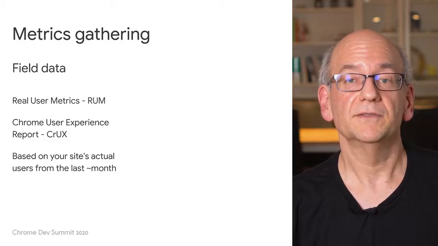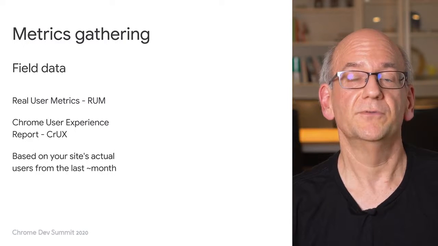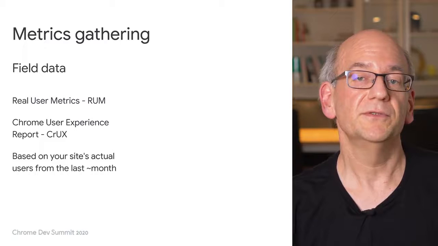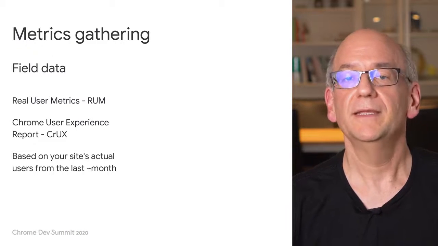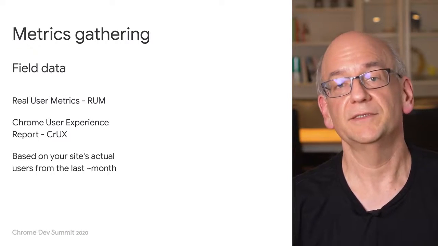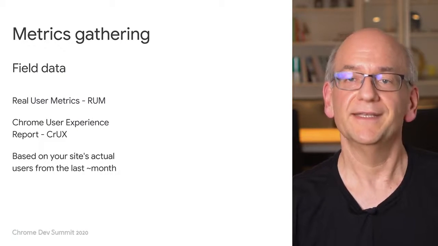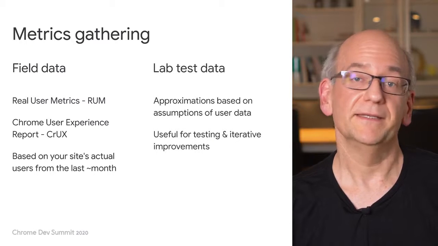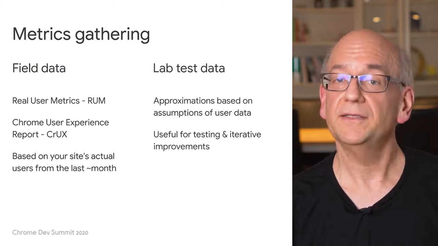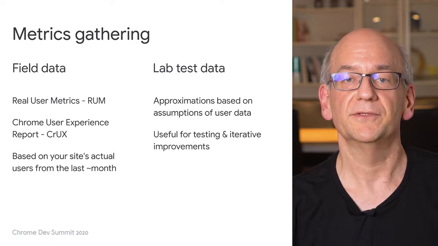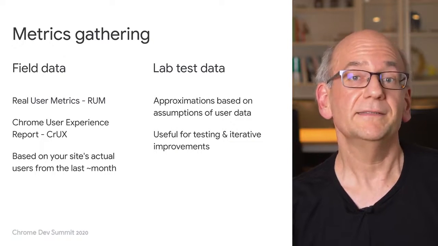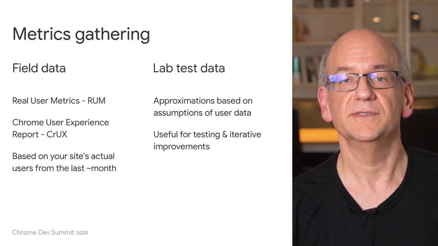When it comes to data sources, we differentiate between field data and lab test data. Field data, also called real user metrics or RUM data, is collected from users over the course of about a month and is based on what they experience when viewing your site. This is a part of the Chrome User Experience Report, in short, CrUX. Lab tests, on the other hand, are generated on demand with testing tools in your browser or on a server using settings that try to approximate what users would see.